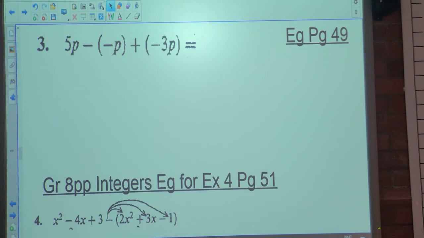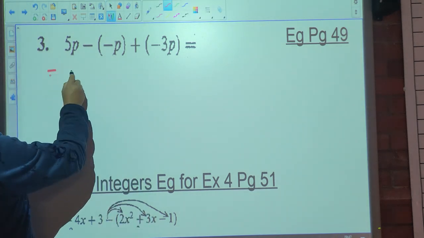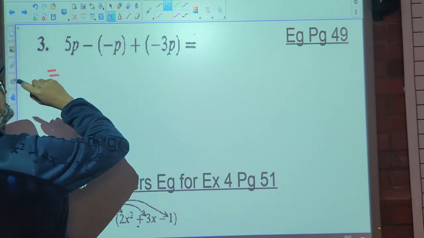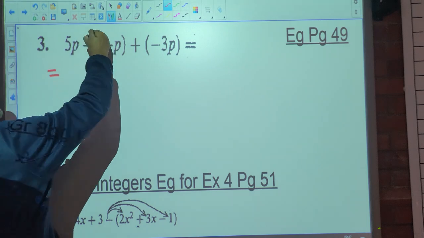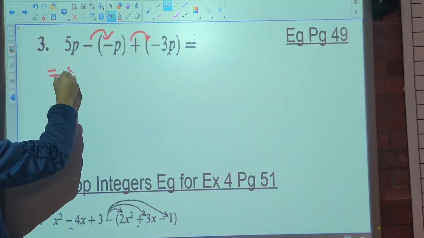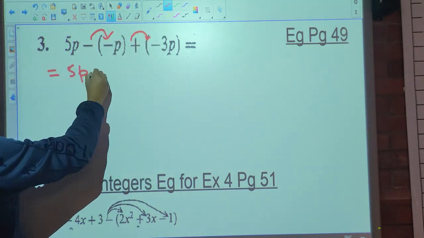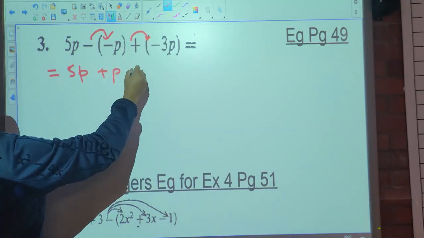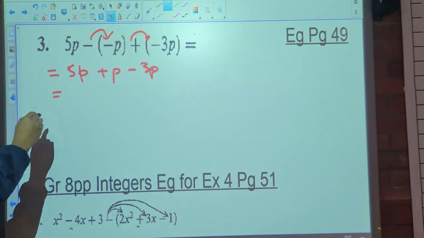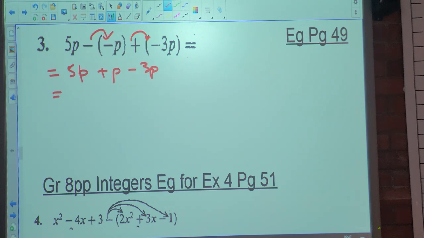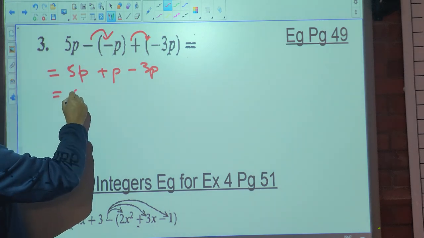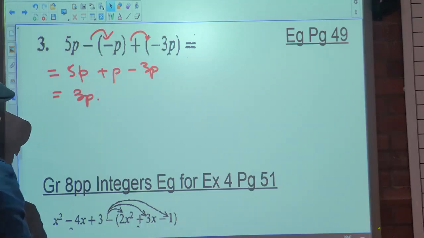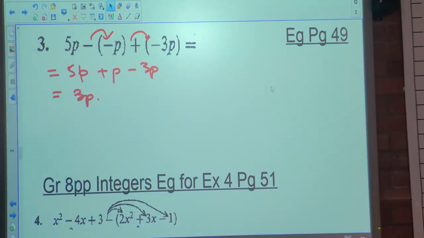So what needs to be done first here? The brackets. You've got 5p minus open brackets negative p close bracket plus negative 3p. So we get rid of the brackets. It's going to be 5p. What's negative times negative? Positive p. Negative times positive? Negative 3p. What is 5p plus p? 6p. 6p minus 3p? Yes, 3p. I almost thought you got it wrong.